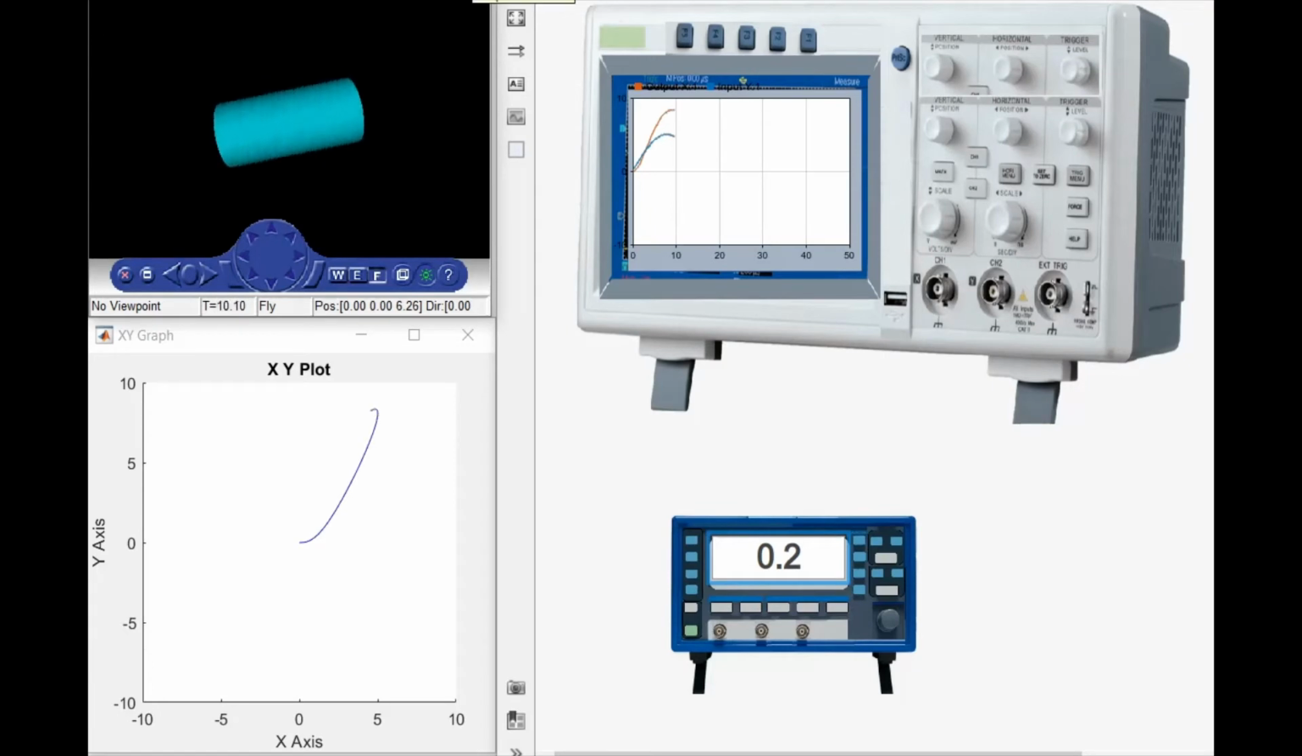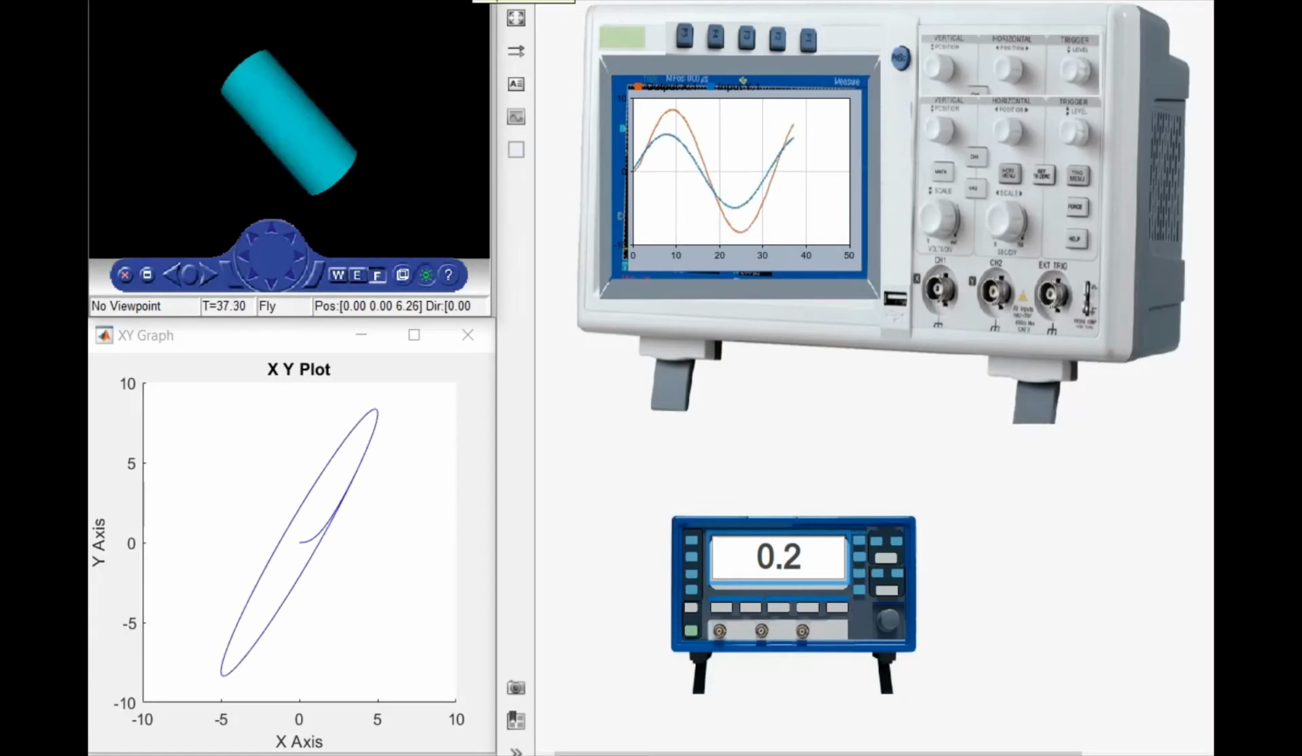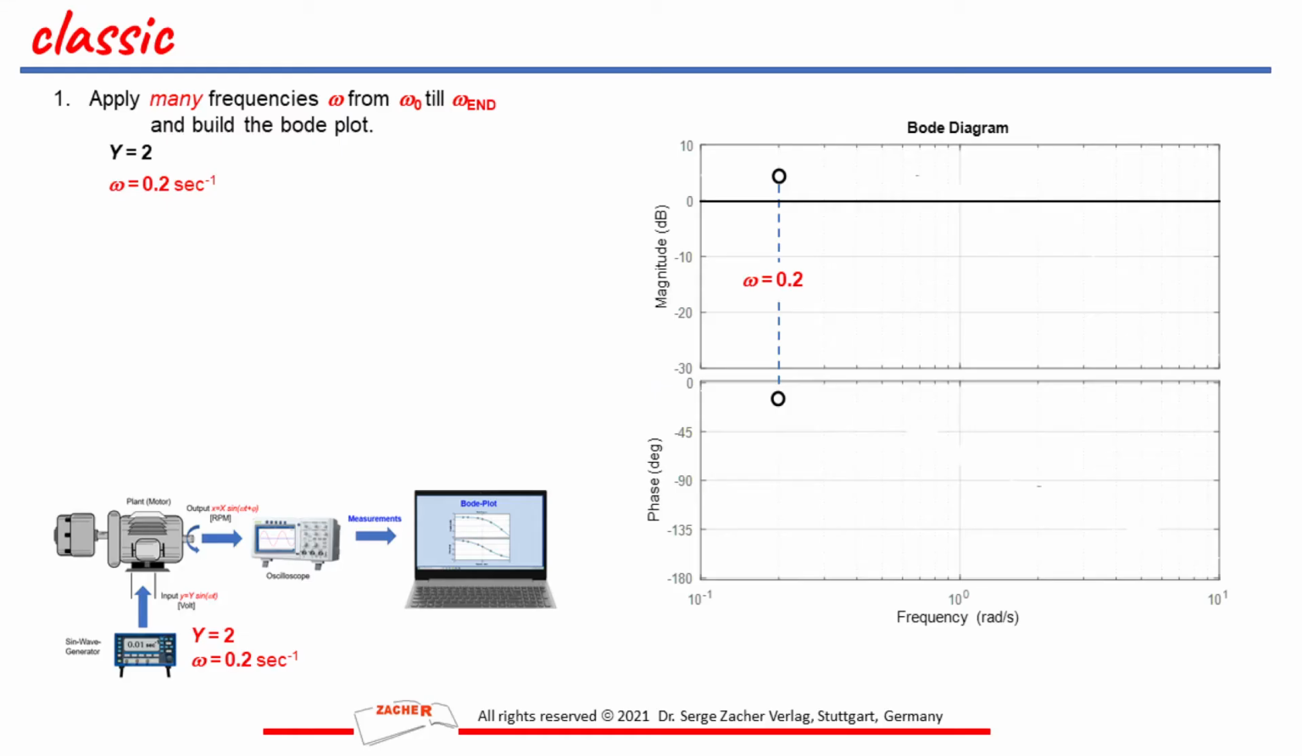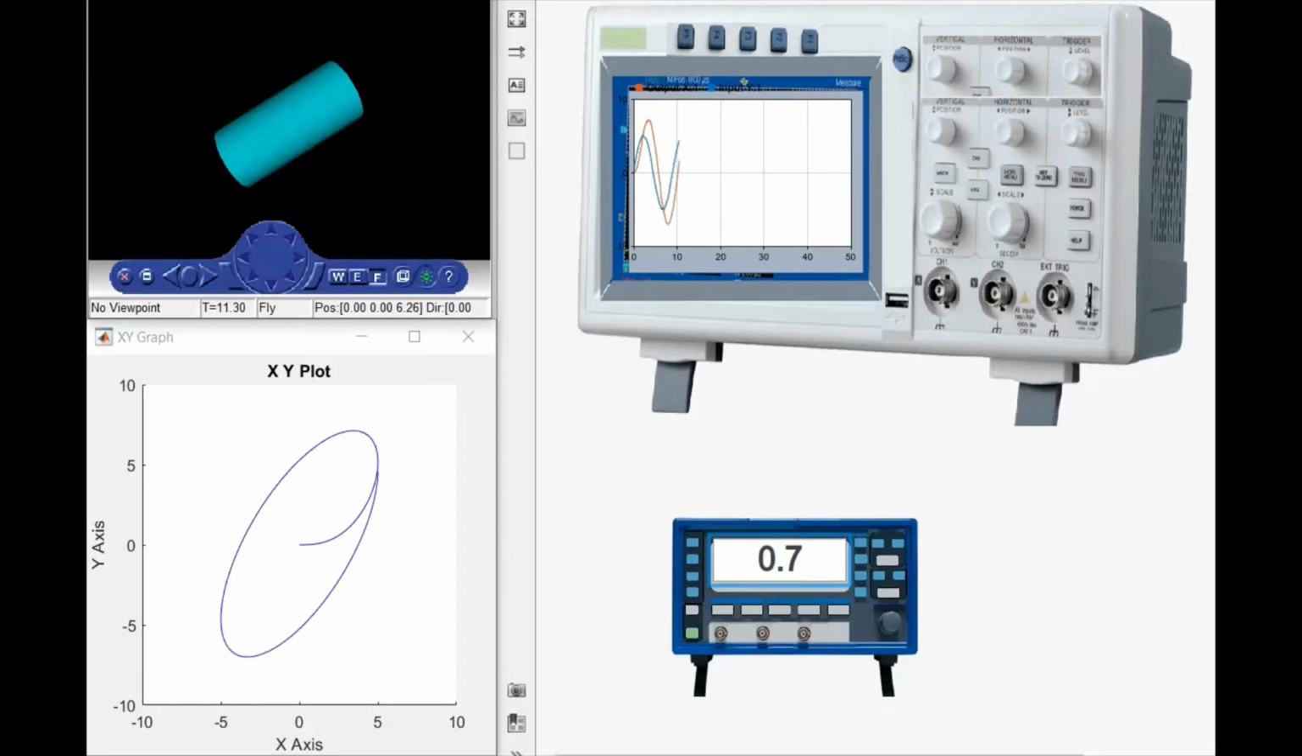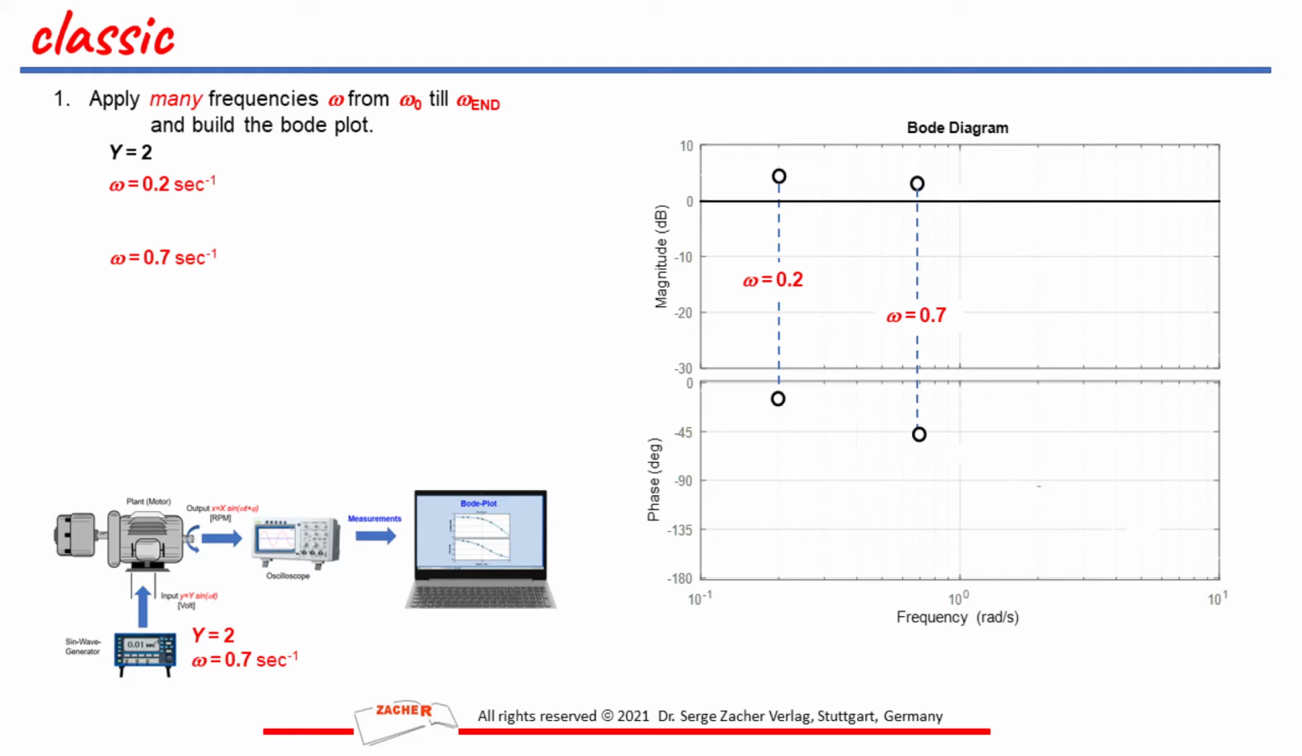The sinus wave generator gives the harmonical input signal with the magnitude of 2 and the frequency of 0.2. The magnitude of the output signal and the phase will be measured and put in the Bode plot. It is the first point pair in the Bode plot. After that we repeat the experiment for the next frequency. This time it is 0.7. The second point pair is shown in the Bode plot.